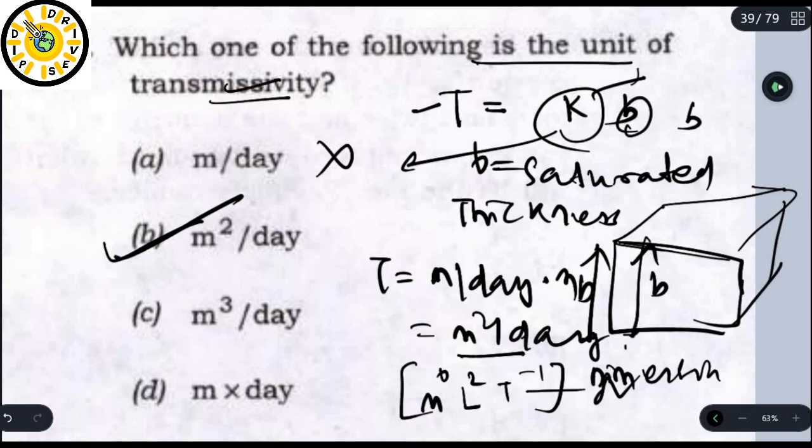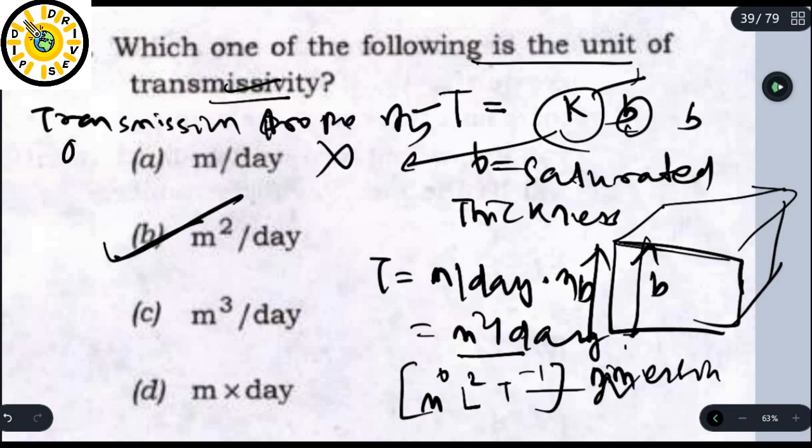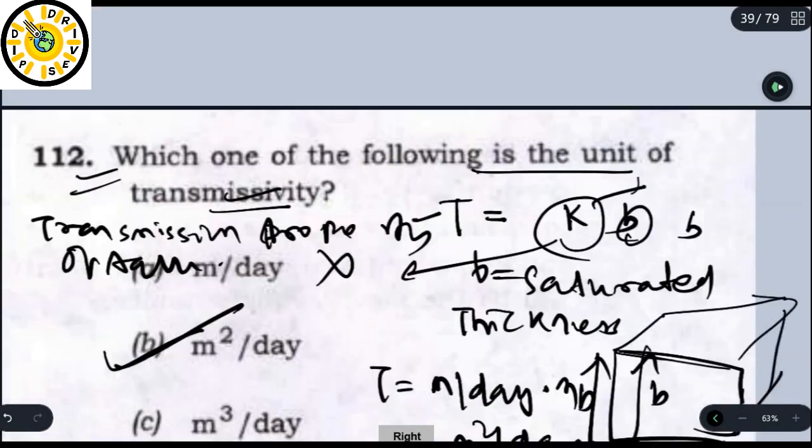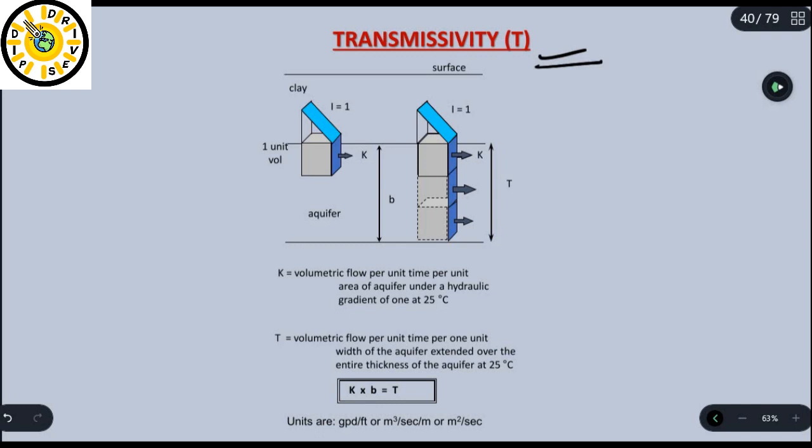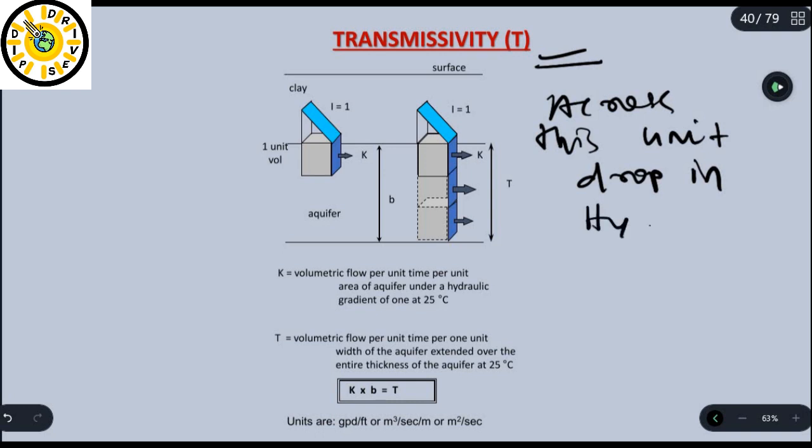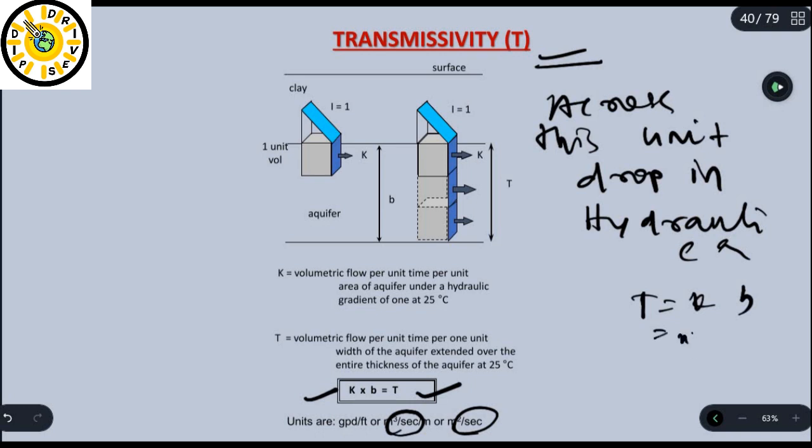Transmissivity and conductivity are the transmission property of an aquifer. Transmissivity matters for how much transmission is happening across this aquifer for a unit drop in hydraulic gradient. So T is K into B normally. Look at the unit: meter cube per second by meter, meter square per second. So T equals K into B. The unit of K is meter per day into meter, so it is meter square per day.